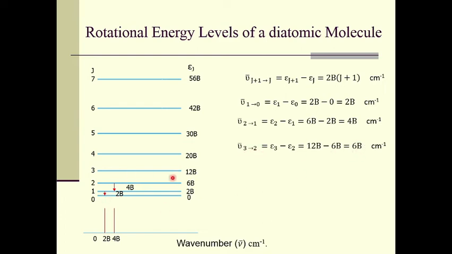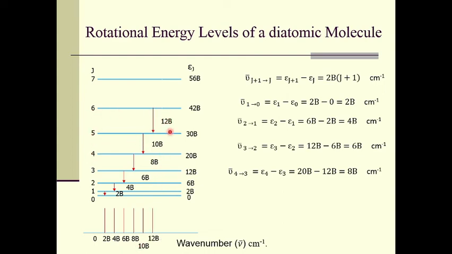That means the difference between this 12b minus 6b is 6b, and therefore we get the transition at 6b wave number. Then for 4 to 3, we get the transition at 8b. So this difference is 8b, and we get 8b. Then the transition between 5 and 4 is at 10b. Between 6 and 5 we get 12b, and between 7 and 6 we get 14b.